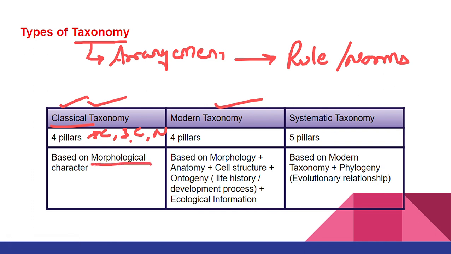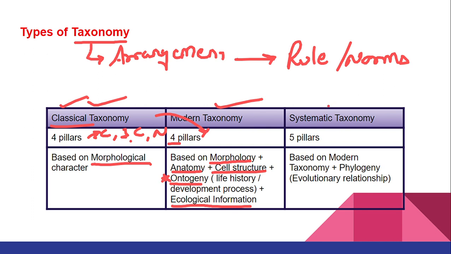Then what about modern taxonomy? It is a little more advanced than classical taxonomy, right? It again has 4 pillars, the same as here. But instead of focusing only on morphology, we are going to focus on anatomy, on ontogeny, then ecological information as well as cell structure. Yesterday we studied ontogeny. If you remember, write it in the chat box.